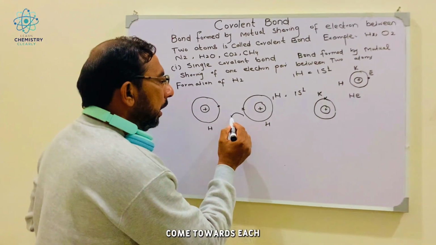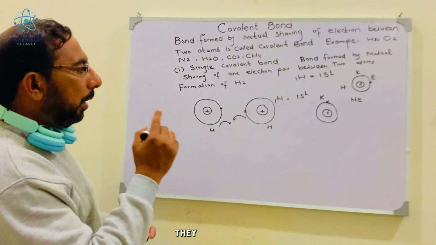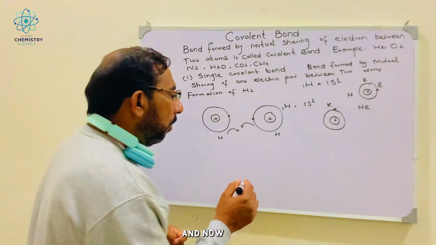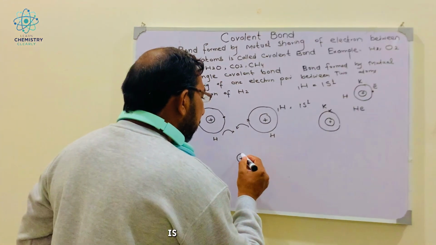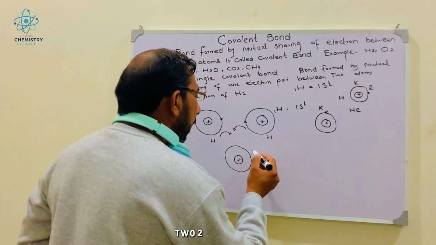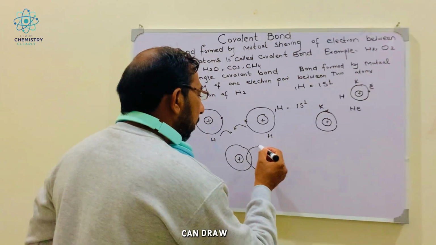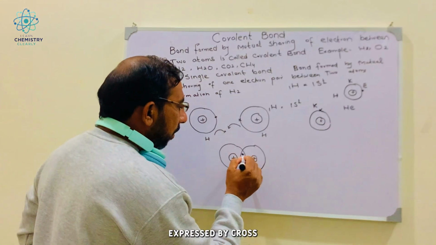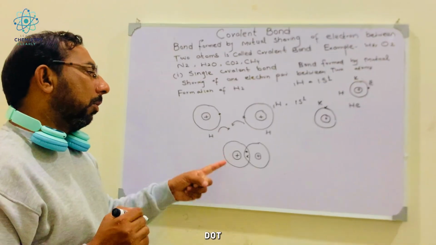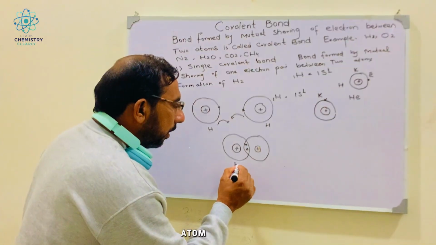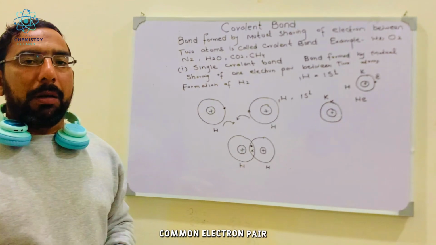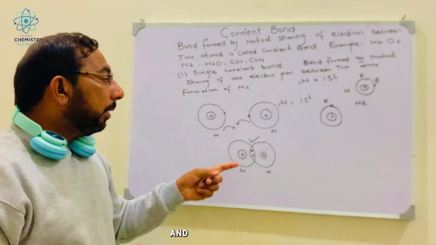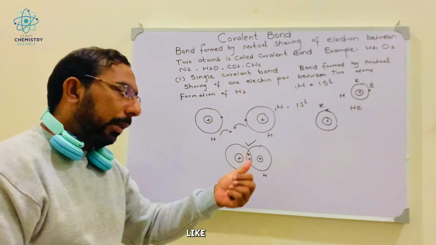These come towards each other. When they come close to each other, they share electrons. Each atom provides one electron, and now an electron pair is formed between the two hydrogen atoms. I can draw its structure like this. Dear students, this electron is expressed as a cross and this electron as a dot. Now these two hydrogen atoms have one common electron pair. This is the common electron pair formed between the two hydrogen atoms, and it is common for both atoms.